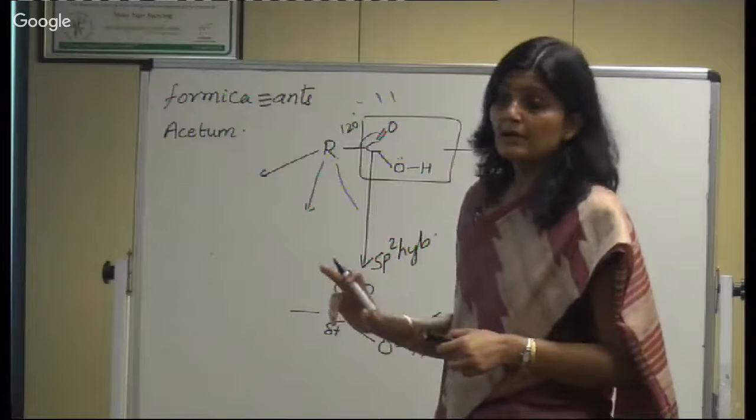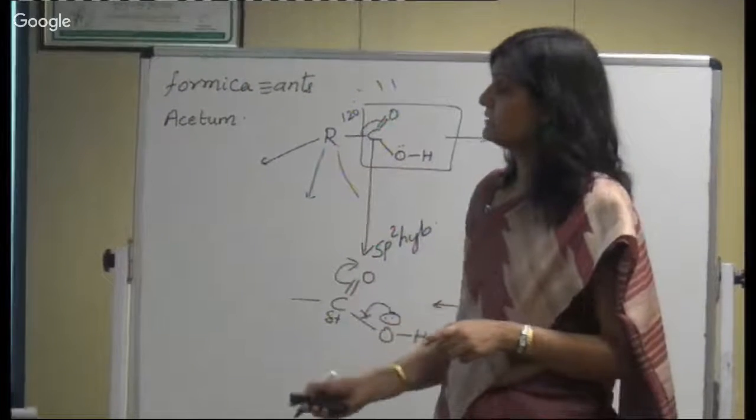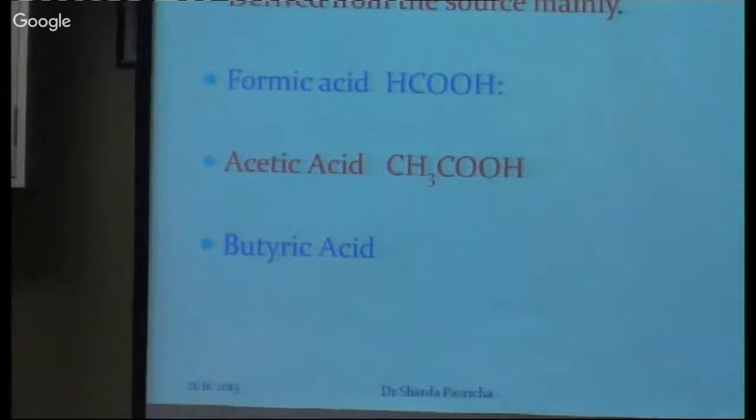Another example is that of butyric acid. You can see here butyric acid. What is butyric acid? The IUPAC name will be butanoic acid.